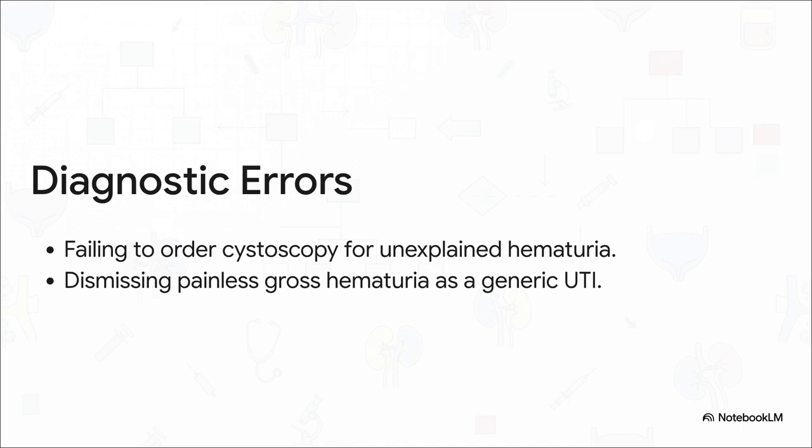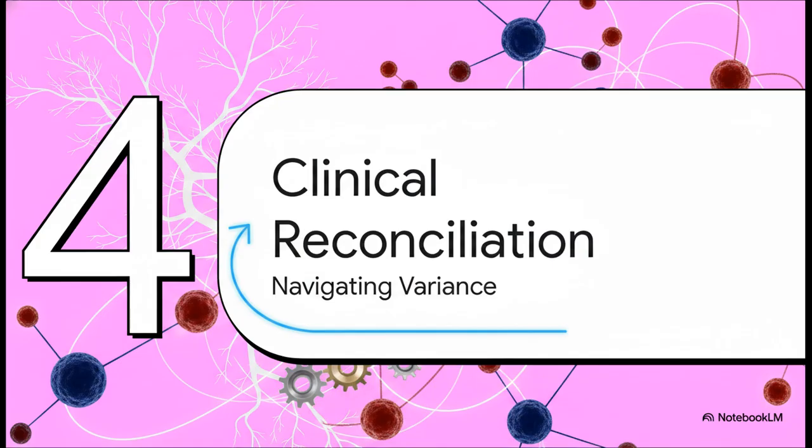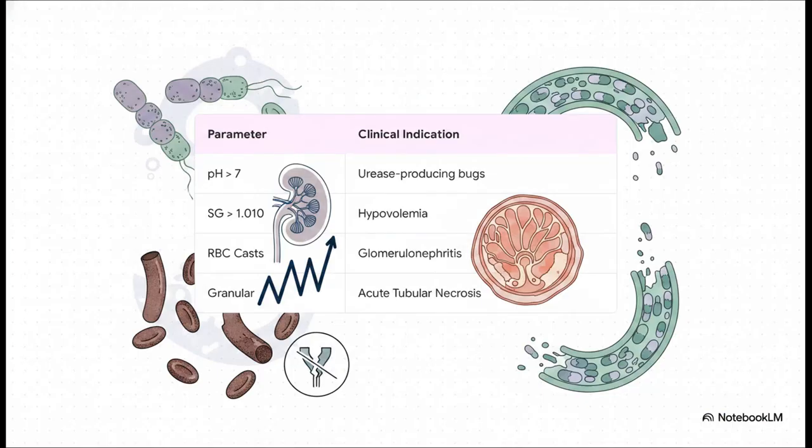Dismissing painless hematuria in this demographic as just a generic UTI, or assuming a clear ultrasound rules out lower tract transitional cell carcinoma, that is a massive pitfall. Don't fall for it. All right, let's pull all of this together in our final module on clinical reconciliation, where overlapping systemic parameters make our decision-making incredibly dense. Look at how subtle shifts in a basic urinalysis can completely alter your entire diagnostic trajectory.